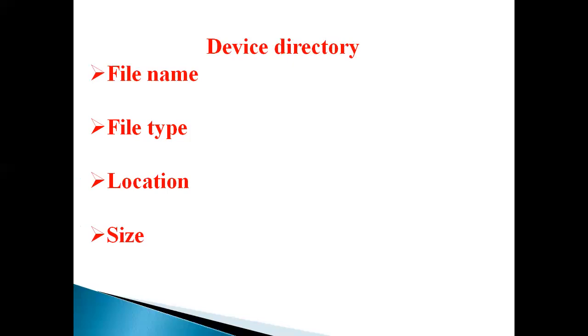Size. It indicates the size of the file in terms of bytes. Whenever a file is created, internally its size is 0. After performing any operation, it will increase. Current position. It points to the current read or write position in the file. That is called the current position.